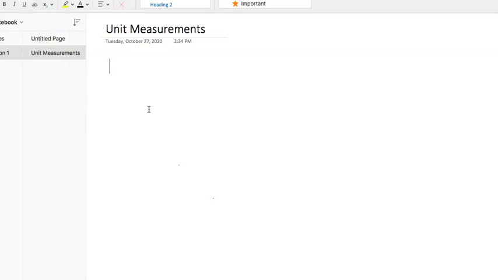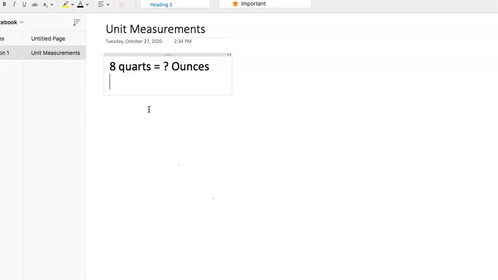Okay, so let's look at another one. So this question says, how many ounces in 8 quarts? Okay, so we have 8 quarts equals question mark ounces. Okay, and then they're going to give us some information.